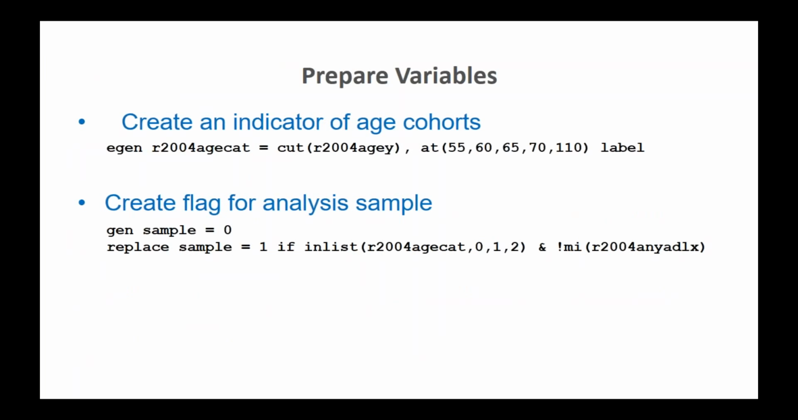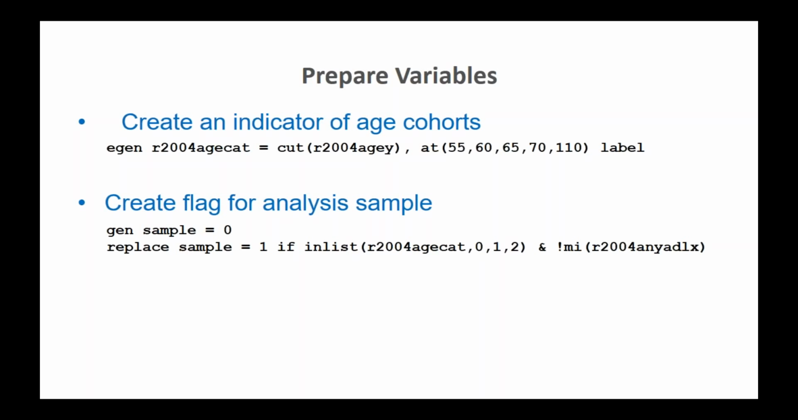So the next step is we might want to look at things at different ages. So to do that, we're going to look at 3 different age cohorts. So we'll do that by using the egen command again. So egen R2004 age category. Egen command is going to use cut again. So we're going to look at people who are 50 to 59, 60 to 64, and 65 to 69. So just over 15 years, 5-year age bands. So we'll make that variable.